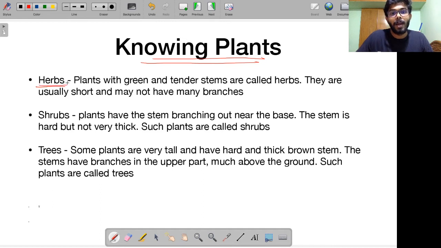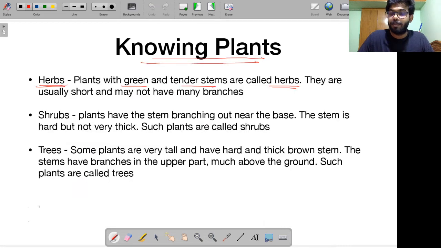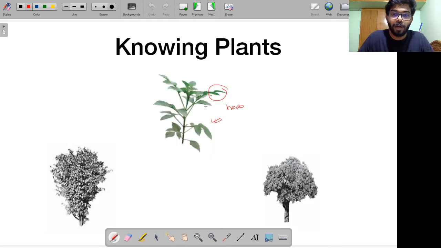Herbs. Plants with green and tender stems are called herbs. Okay, let me show you a picture. This is an example of a herb. How do you classify them? As you can see, these are green leaves. Okay, the plants with green leaves, obviously, that is common for trees also, but then they have a green and a tender stem. Look at this, look at their stem.